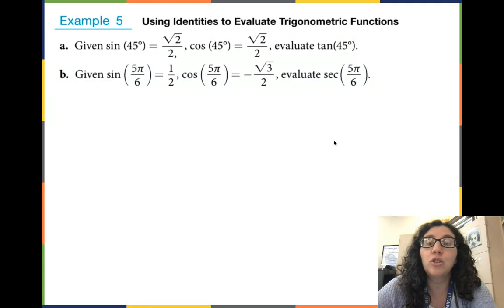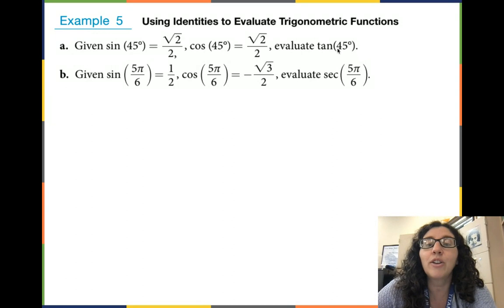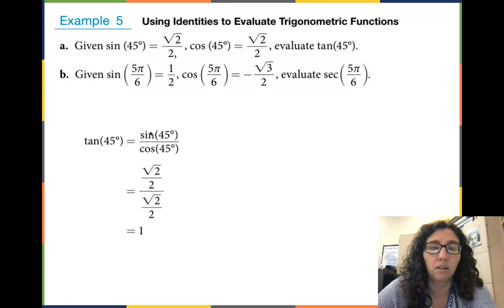All right, so let's use these identities to evaluate the trig functions. If we're given that sine of 45 degrees is square root of 2 over 2 and cosine of 45 degrees is square root of 2 over 2, which we could have figured out already, right? We figured that out in the last section. We didn't need them to tell us that. To evaluate tangent, let's do that one first. Well, tangent is sine over cosine. So sine of 45 over cosine of 45, square root of 2 over 2 over square root of 2 over 2, is just going to be 1. So tangent of 45 degrees is 1.